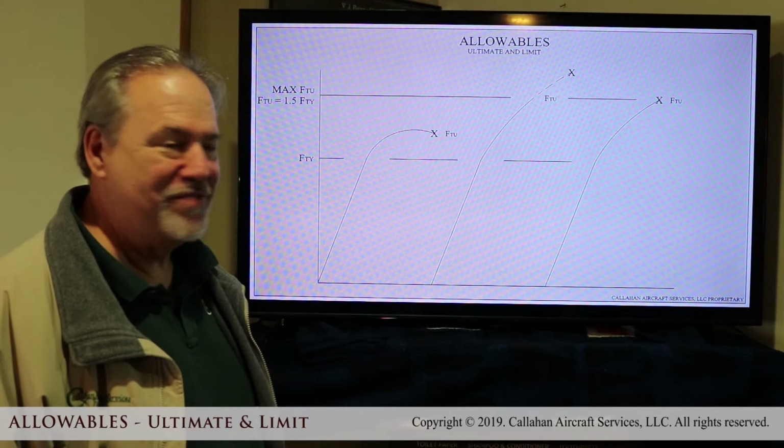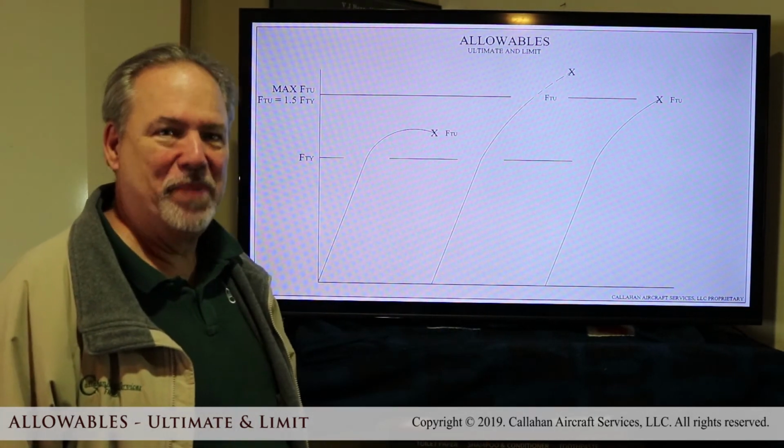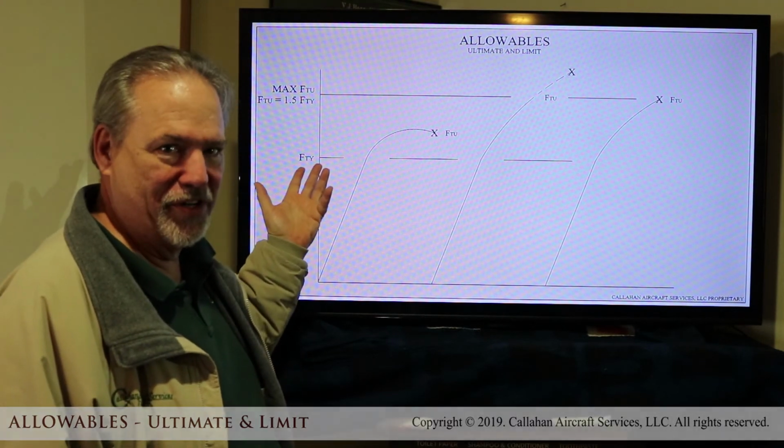So, in conclusion, yes, we use ultimate and limit allowables, depending on the material and the loads.